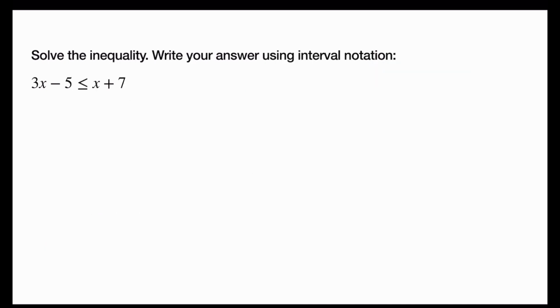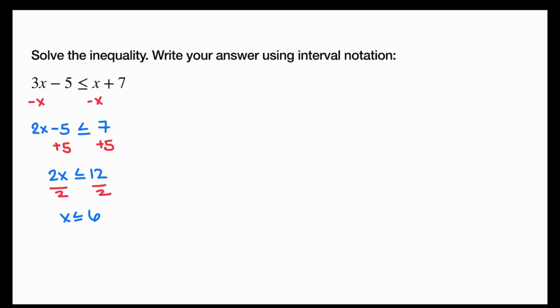All right, so moving on to inequalities, let's start by just looking at some linear inequalities. Let's see if we can solve 3x minus 5 less than or equal to x plus 7. So we can solve this just like we would solve an equation. We want to isolate the x, get the x on one side. So I would subtract x from both sides. That gives me 2x minus 5 less than or equal to 7. And then we can add 5 to both sides to get 2x less than or equal to 12. And finally, divide both sides by 2, x less than or equal to 6.